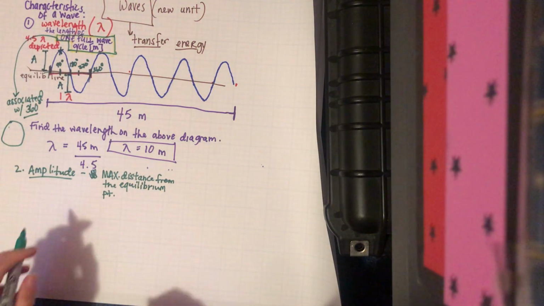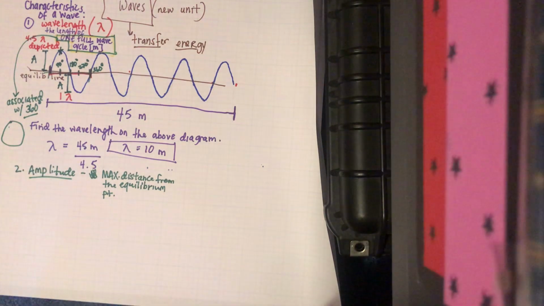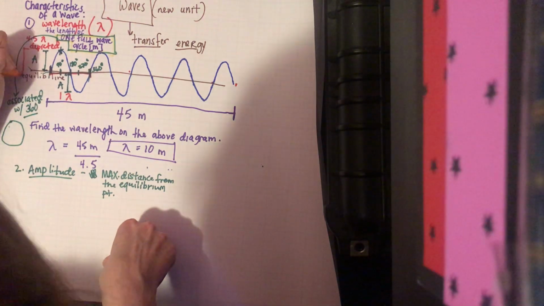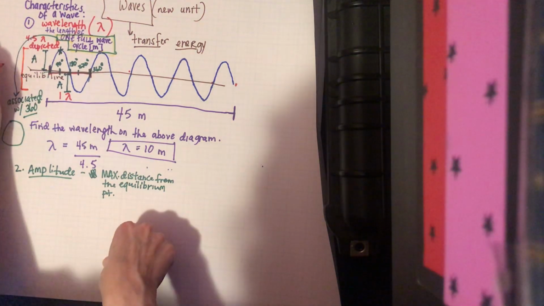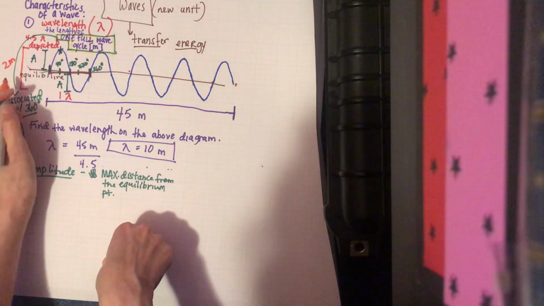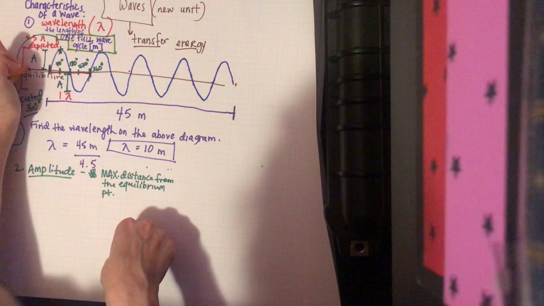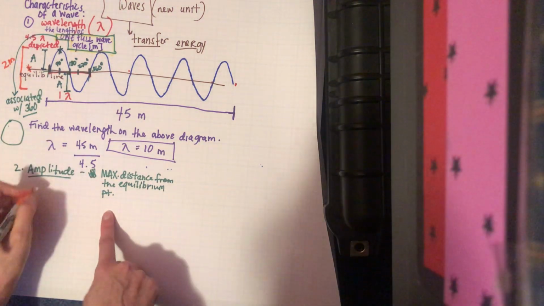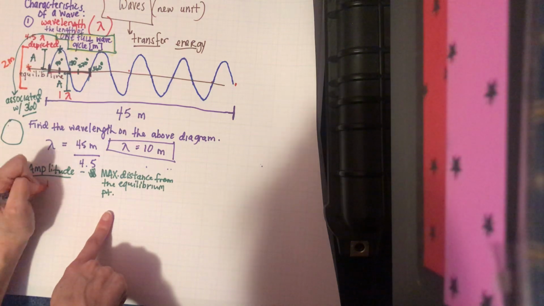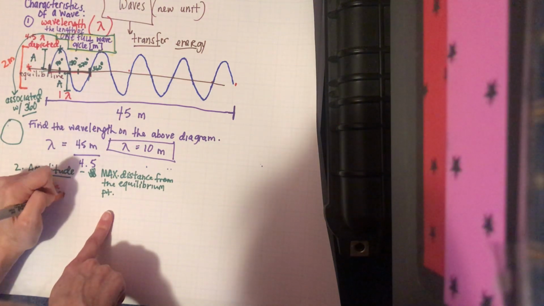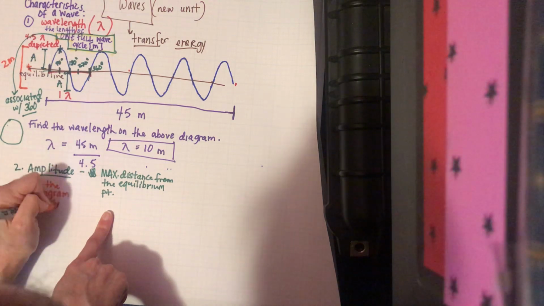On the diagram shown here, if I were to tell you that the distance from the highest point on the waveform to the lowest point is 2 meters, then our amplitude is going to be half of that, because we're only measuring from the equilibrium line. So in the diagram shown, there's an amplitude of 1 meter.